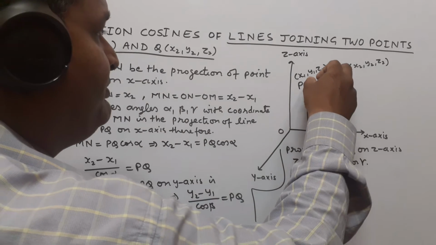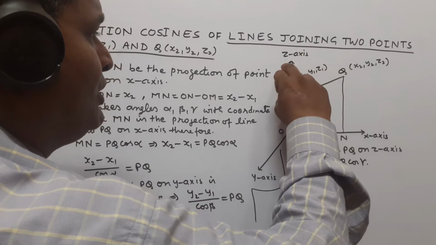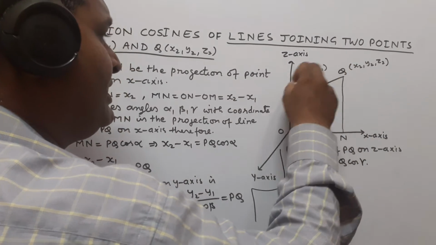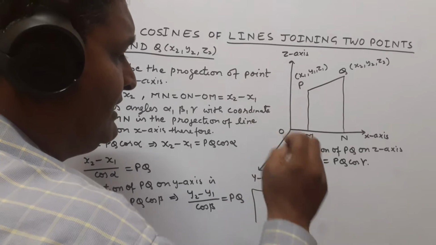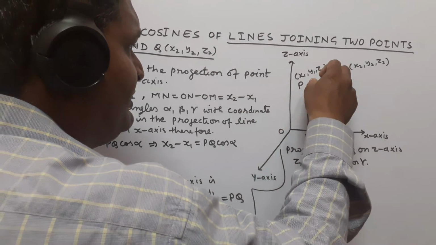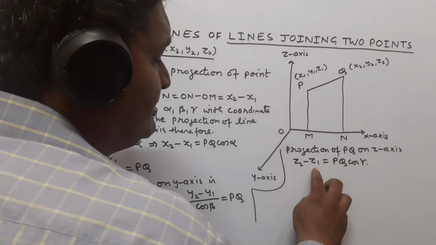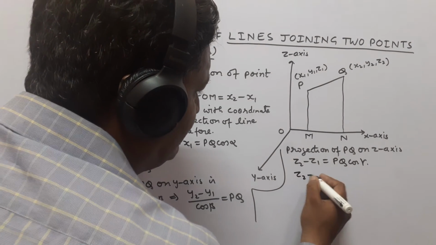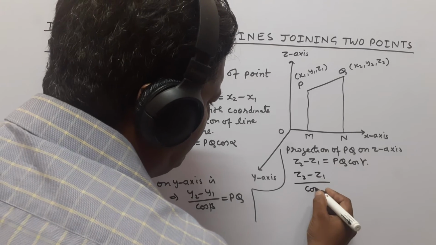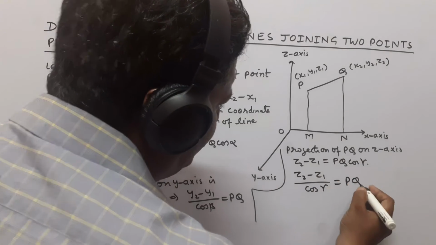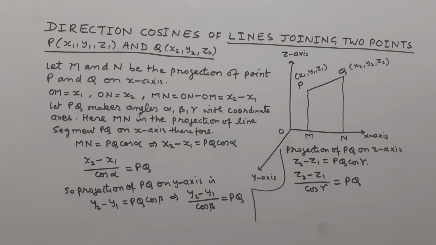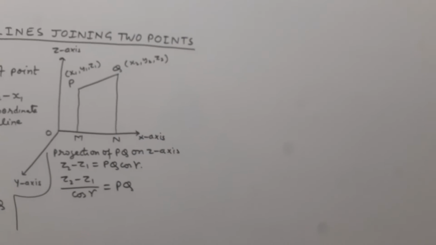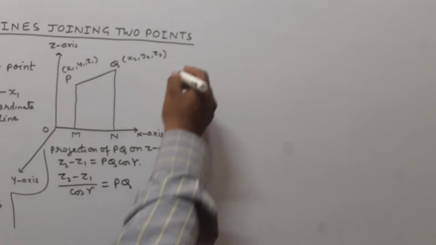Similarly, we find the projection of PQ on the z-axis. We know that PQ makes angle gamma with the positive direction of the z-axis. So the projection of PQ on the z-axis is z2 minus z1 equal to PQ cos gamma. So we can write z2 minus z1 divided by cos gamma is equal to PQ.